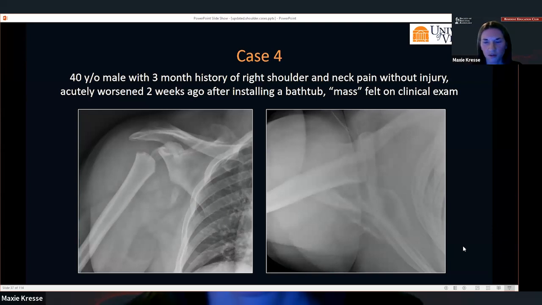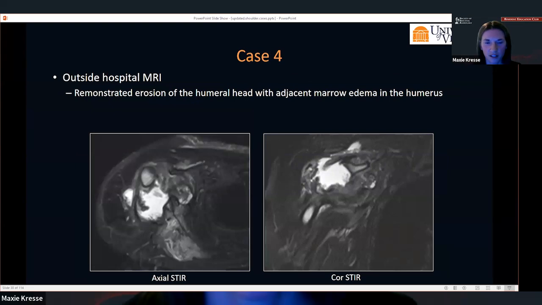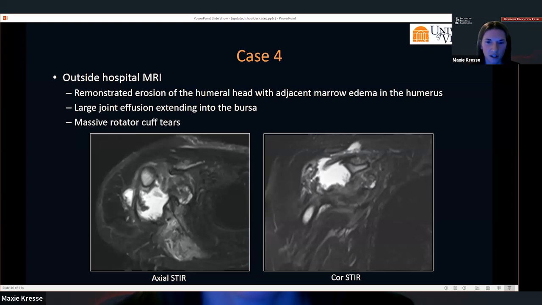This patient came from an outside hospital, and they also sent these MRI images. Here we have an axial STIR and a coronal STIR image. Again, the humeral head is basically gone. There's adjacent marrow edema in the humerus and a large joint effusion. It extends into the bursa because this patient has massive rotator cuff tears.